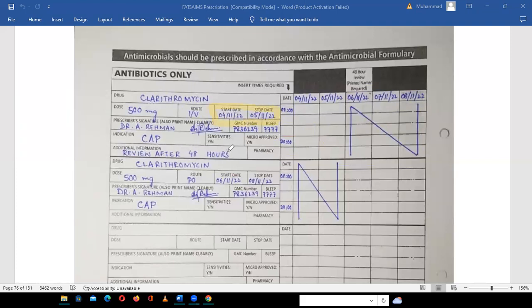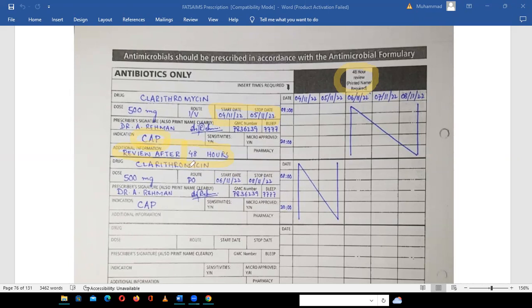So I have also written in additional information: review after 48 hours, because it has been given in the task that it should be given for 2 days only. So review after 48 hours. Also here it has been mentioned that all antibiotic doses must be reviewed after 48 hours. So in additional information we need to write that it is given for community acquired pneumonia or hospital acquired pneumonia, whatever the diagnosis may be. So you should know how to write this medication.